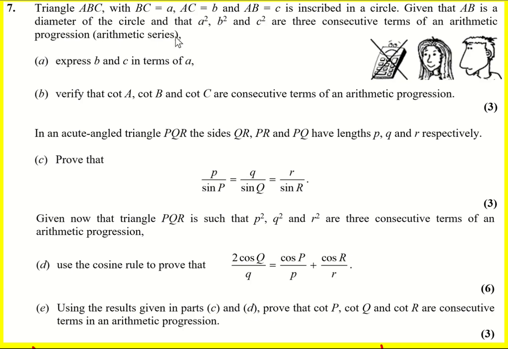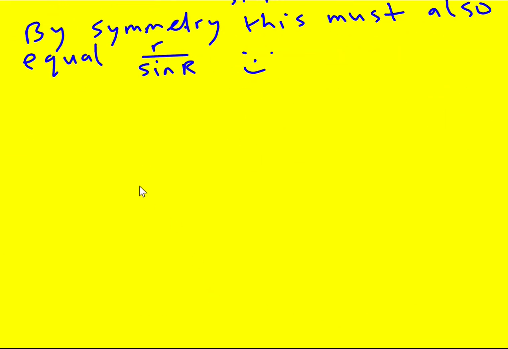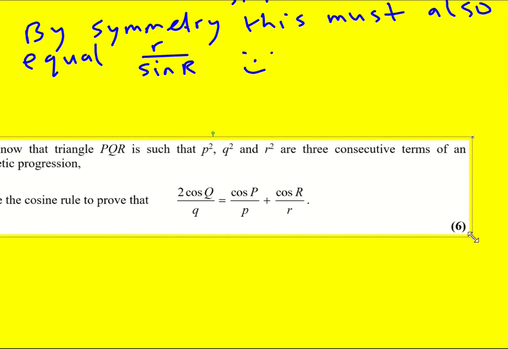So far we've dealt with the triangle and a circle. It's quite interesting, and now we're looking at this acute angle triangle. We've proven the sine rule, and now we're told that p squared, q squared, and r squared are 3 consecutive terms of an arithmetic progression, and asked to use the cosine rule to prove this statement here. So let's go for it.